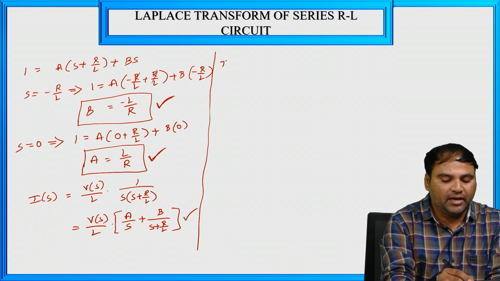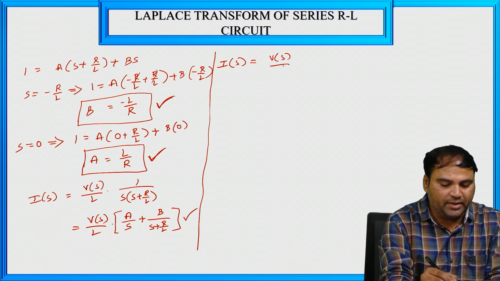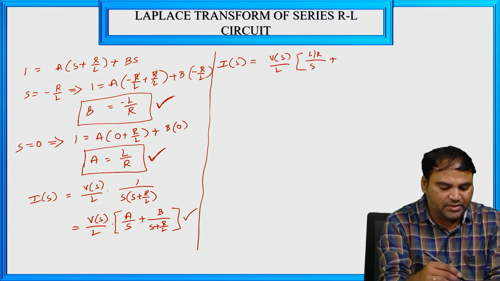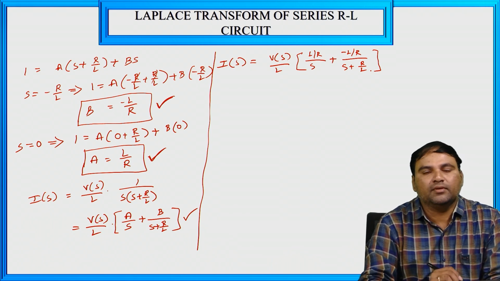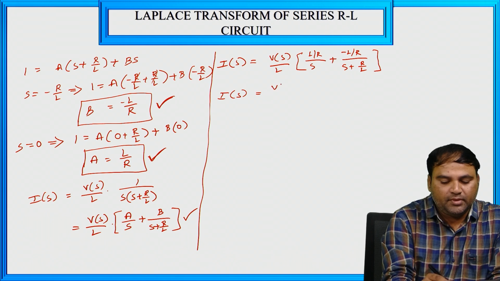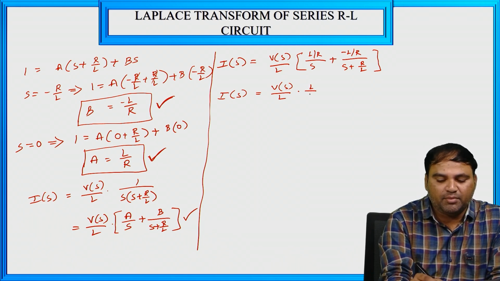So we'll get I of S equal to V of S divided by L into A value L by R, so L divided by R by S, plus B value minus L by R divided by S plus R by L. Okay. So now I of S equal to V of S by L into, so here L by R is there and here also L by R is there. Take L by R as a common term here.